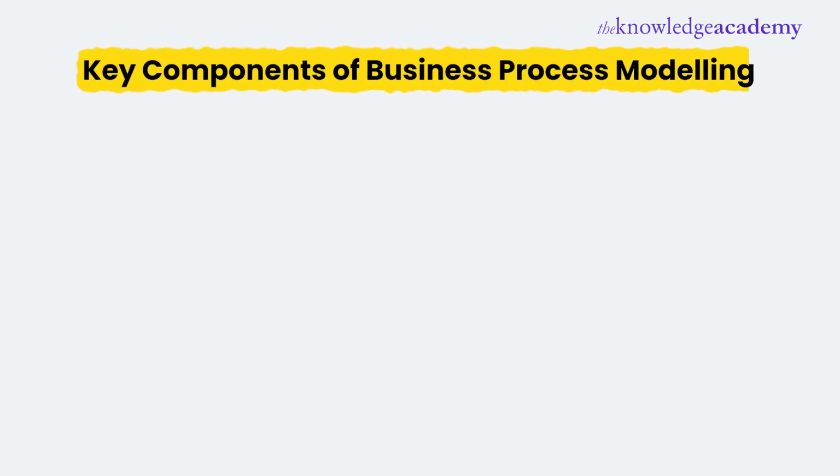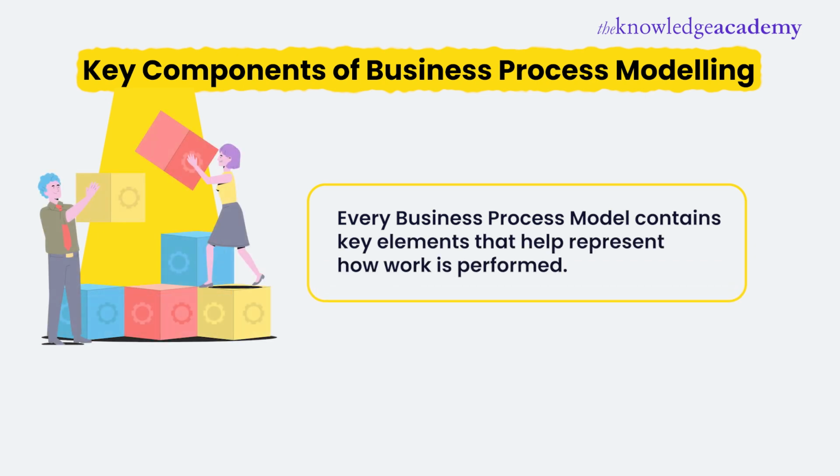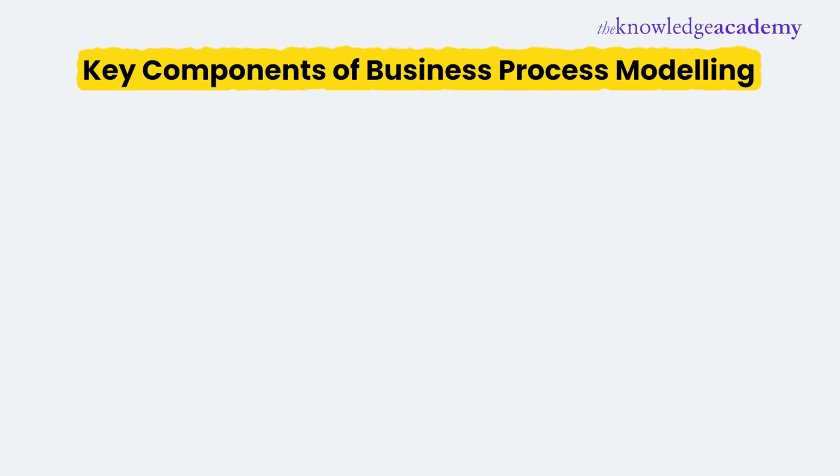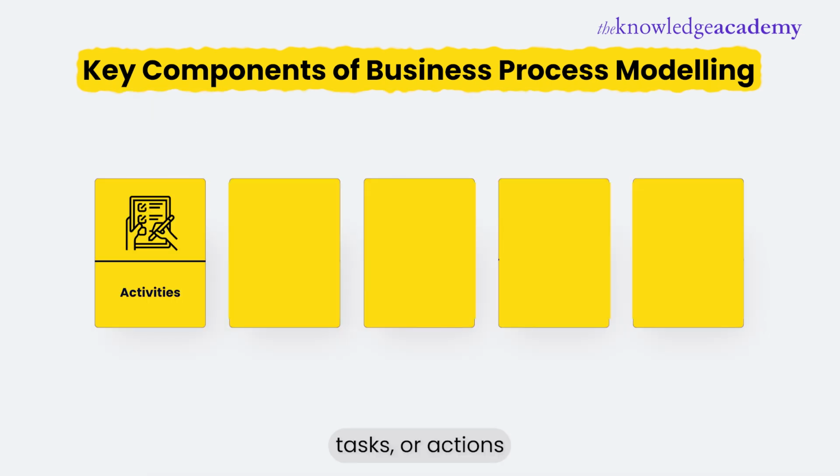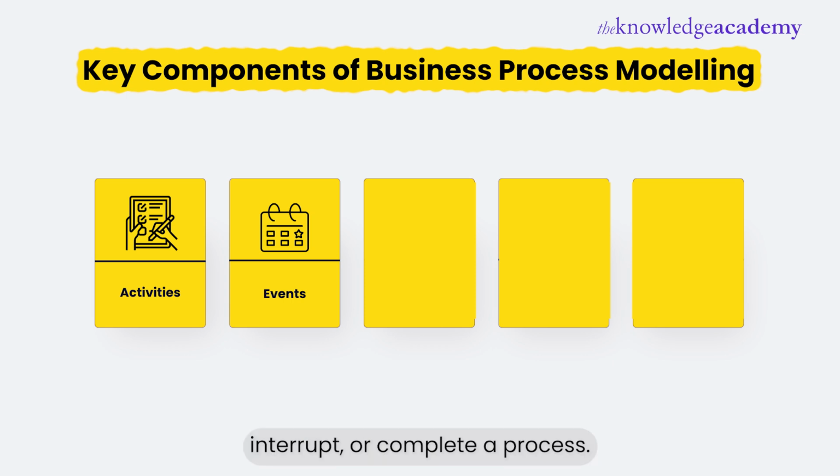Key components of business process modeling. Every business process model contains key elements that help represent how work is performed. The key components include activities, tasks or actions that must be completed within the process. Events, triggers that start, interrupt, or complete a process.